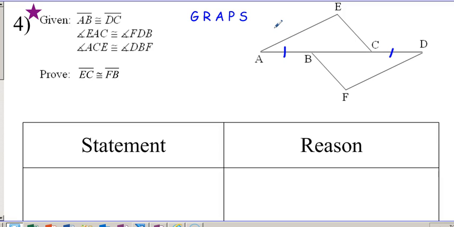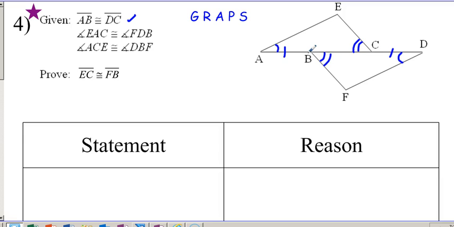Are you ready? I'm going to start to mark the diagram. We have segment AB congruent to segment DC. That's just a piece of each side. We also have angle EAC congruent to angle FDB. These are the corner angles. And ACE, another corner angle here. We'll put two arcs on that one. Congruent to DBF. That's this corner angle here.